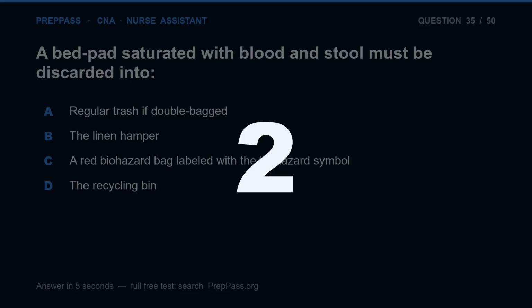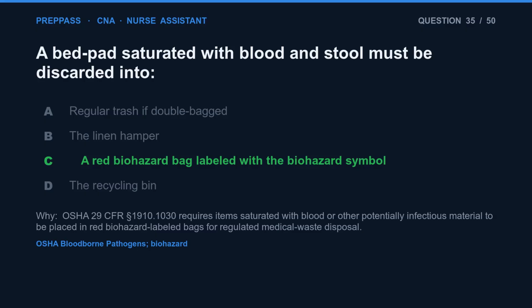The correct answer is C. OSHA 29 CFR Section 1910.1030 requires items saturated with blood or other potentially infectious material to be placed in red biohazard labeled bags for regulated medical waste disposal.